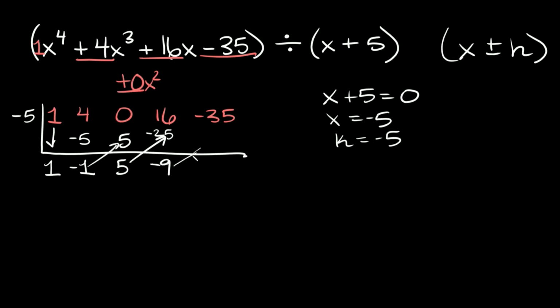And then to find our final number right here, negative 9 times negative 5 is positive 45. Negative 35 plus 45 is positive 10. So we have a positive 10 right there.